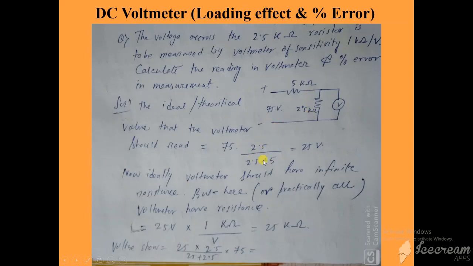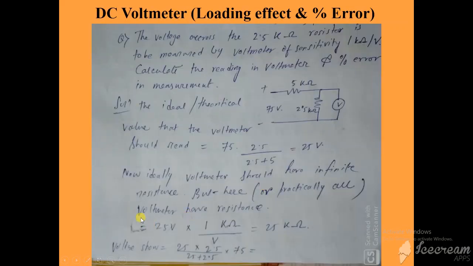If it is not drawing any current, this is the circuit path. So what is the voltage drop across this part? 2.5 into this 75 volt, right? So 75 divided by 2.5 plus 5 is the total current, and the voltage across this comes as 25 volt. So it should ideally show 25 volt. Now the problem is it has a sensitivity of 1 kilo ohm per volt, right?